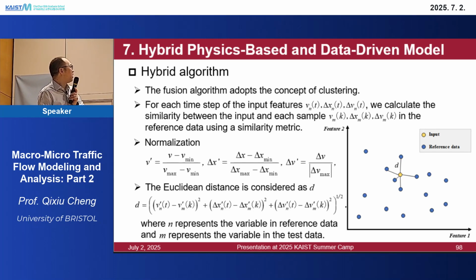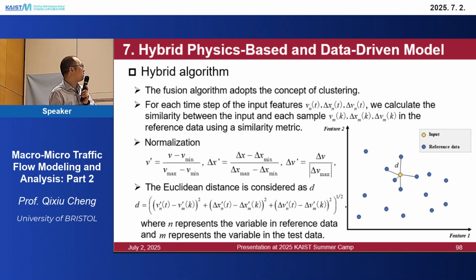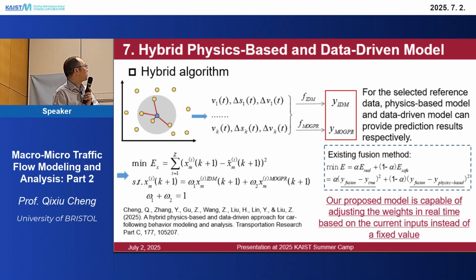We need to make sure they are in the same scale, and the auxiliary distance is used for the comparison. Okay, for each input, we will have the results from the IDM, which is a physics-based model, and we will obtain the results from the data-driven model.